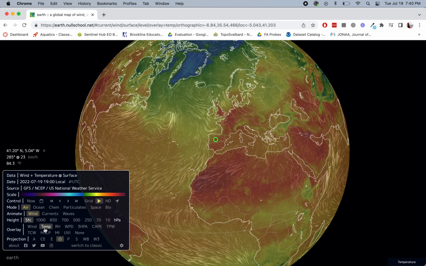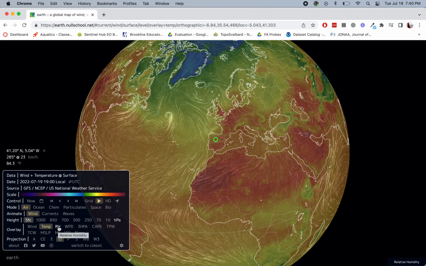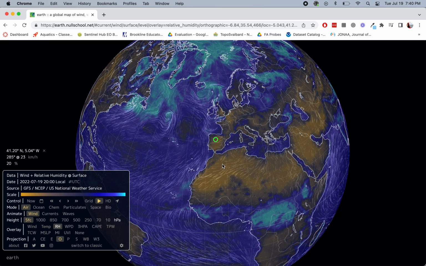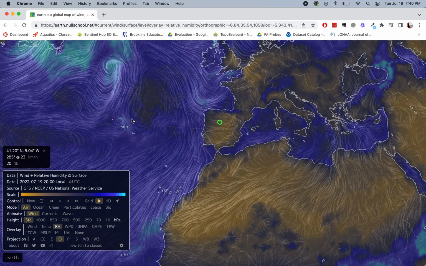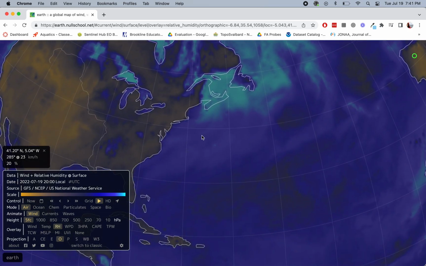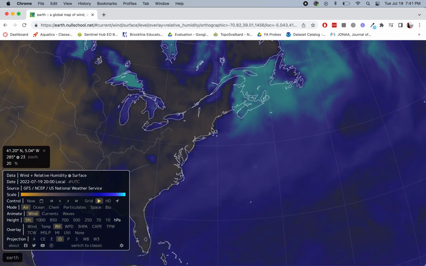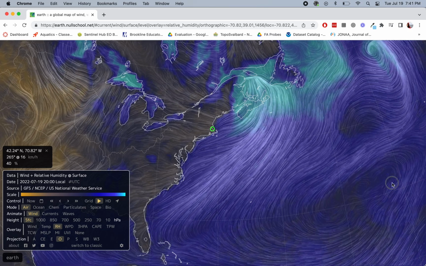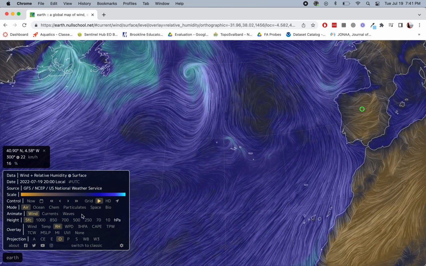Maybe I'm interested in looking at some other data. So if I hover over here, it will tell you what this is looking at. RH is relative humidity. So that gives a sense of how dry it is. Where I am in Spain here, it's quite dry. The relative humidity is quite low. If I was to go over to my home in Boston, we'll see that the relative humidity is probably significantly higher, 40% over there, whereas in Madrid, it was down at about 16%.